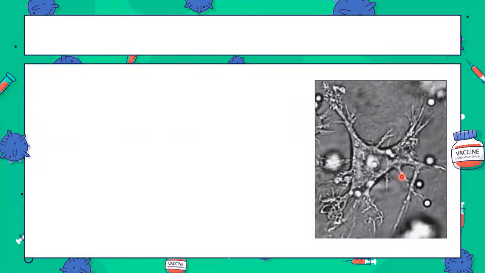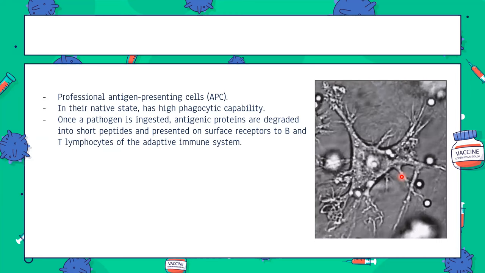All right, next step. We have this type of cell. And I think you guys are already following along with me by now. I think you know where I'm going with this. These types of cells are once again professional antigen presenting cells. In their native state, they have a high phagocytic ability. And this correlates heavily with them being antigen presenting cells because of something that I will be mentioning later on. Just keep that in the back of your mind.